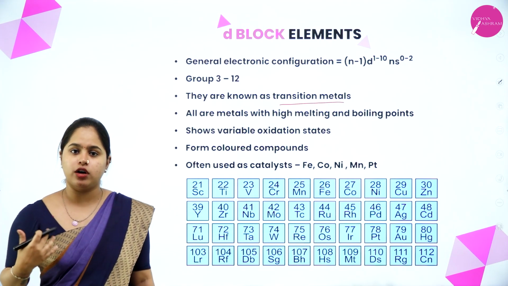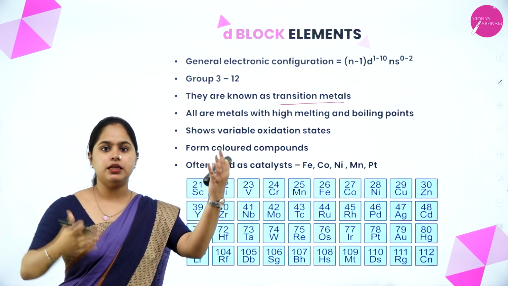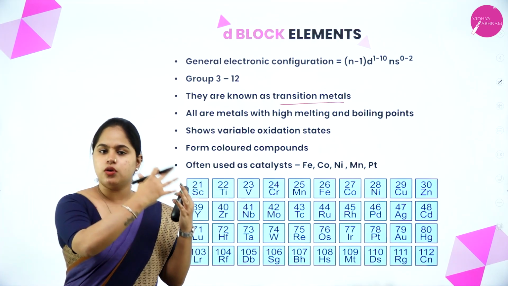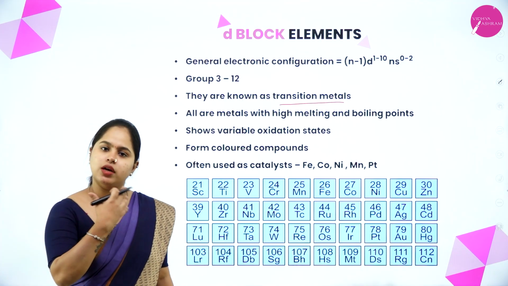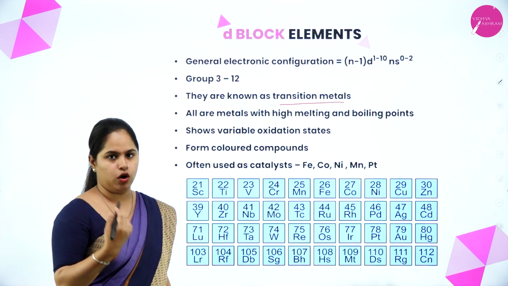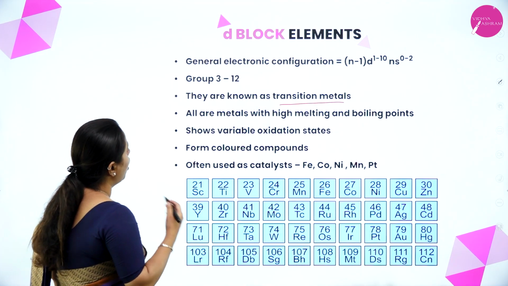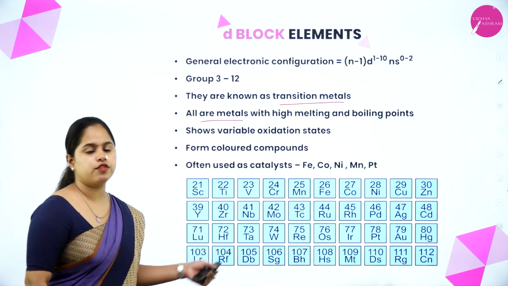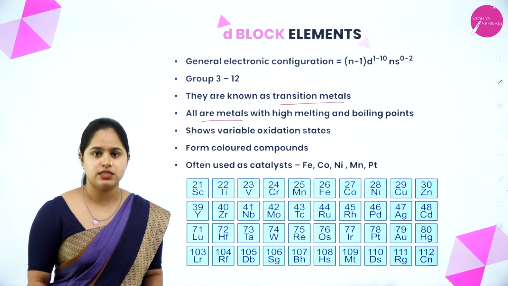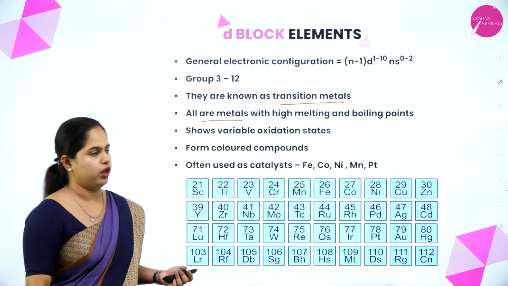Why are D block elements called transition elements? Because they are in between S and P block, right? So there is a transition of properties from S to P block elements. So hence they can also be called transition metals. Right. Now all are metals with high melting and boiling points. So the whole of D block consists of metals which have high melting and boiling points.